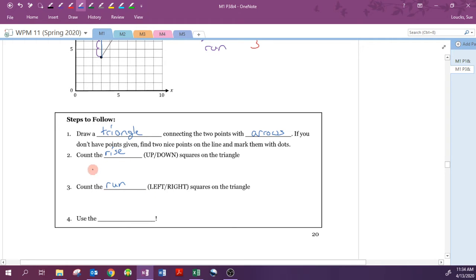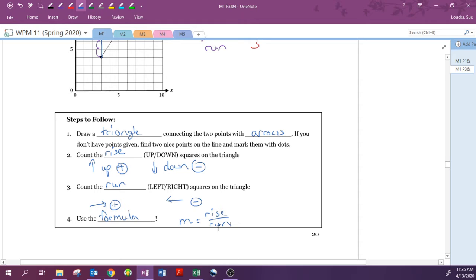If it goes up, the rise is positive. If it goes down, the rise is negative. And for the run, if it goes to the right, it's positive, and if it goes to the left, it's negative. Okay? And then use the formula, which is that slope equals rise over run.